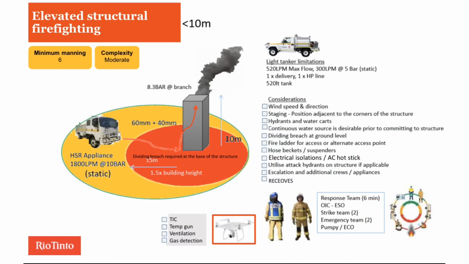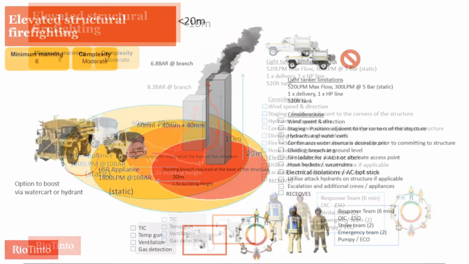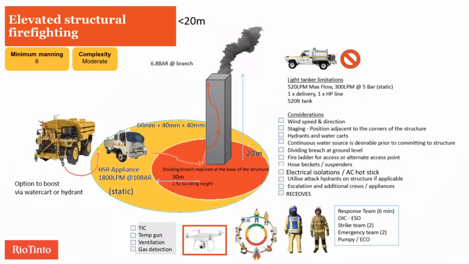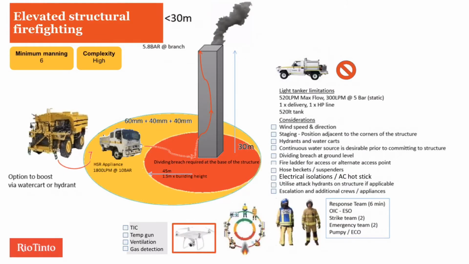The next 3 plans are for elevated structural fires at varying heights. The plans comprise of suitable staging area, key considerations, approximate hose lays and pump output from common appliances such as the light tankers and the HSRs.